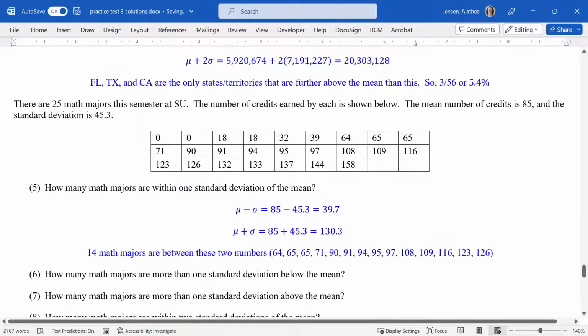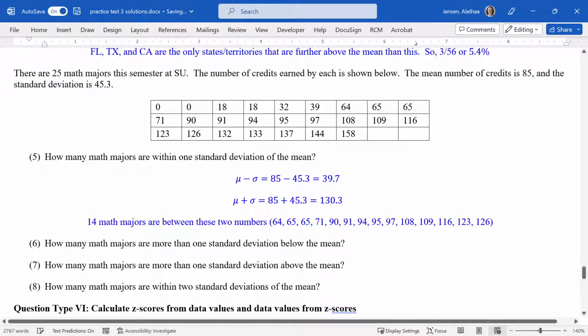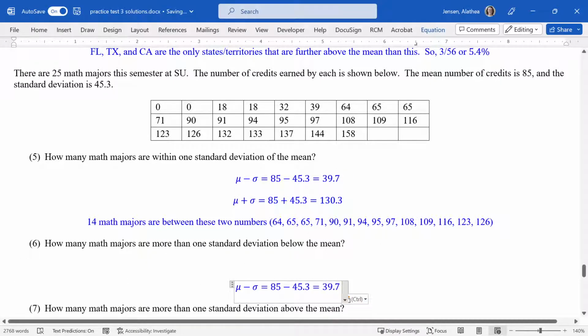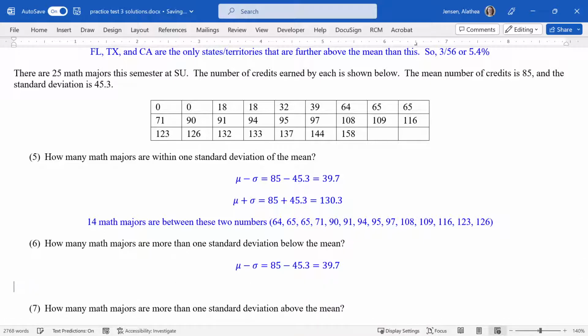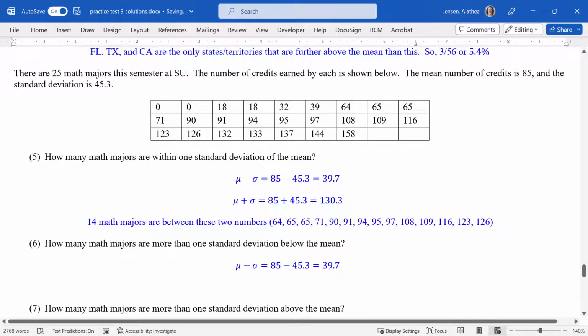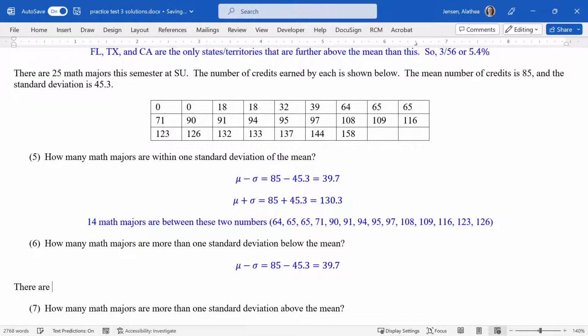Okay. How many math majors are more than 1 standard deviation below the mean? So 1 standard deviation below the mean is this number right here, 39.7. And so we want to know how many are even below that, like even further below the mean than that. So that's going to be all these ones right here. Oh, and actually including 39. So 0, 0, 18, 18, 32, and 39. So there are 6 even lower than that.